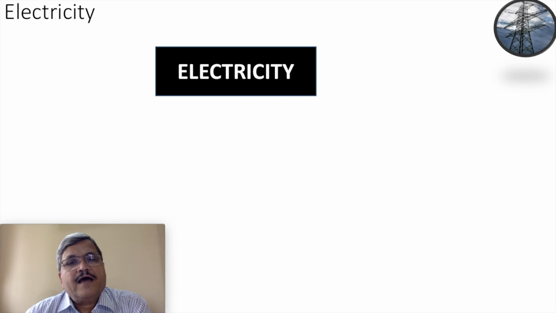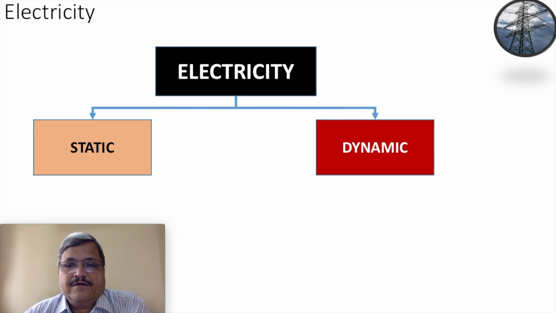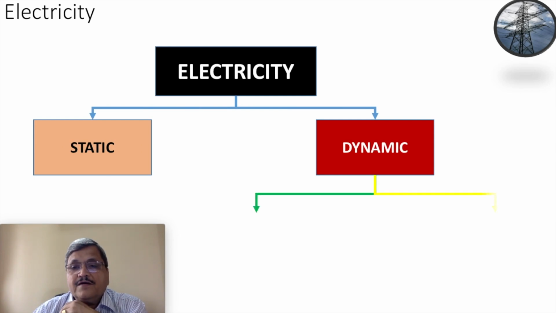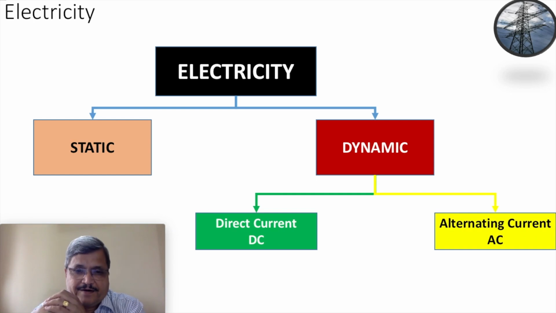Electricity has basically two major differentiations, two major parts. One is static and the other one is dynamic. And in dynamic, further there are two parts, which are called direct current and alternating current, DC and AC, popularly known.